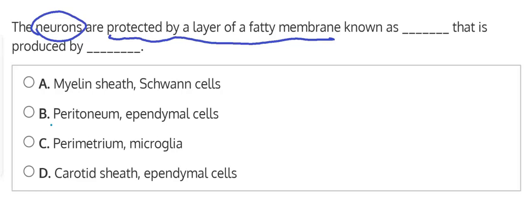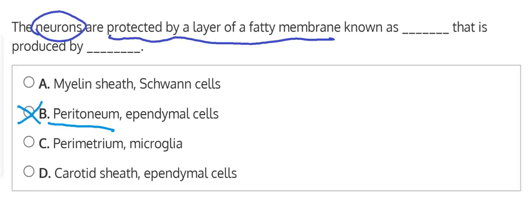Well, we might know peritoneum and know that this has to do with the abdominal system, that it's actually a lining of the abdominal cavity and abdominal organs. So that's not the same as the lining for neurons. So we could know to eliminate option B.